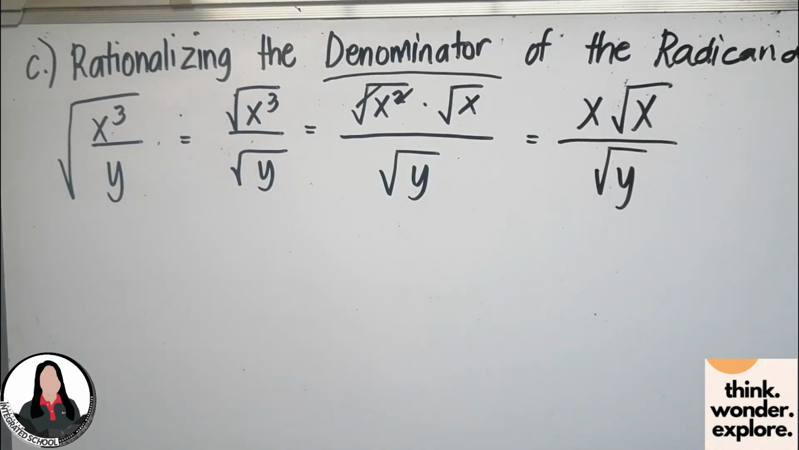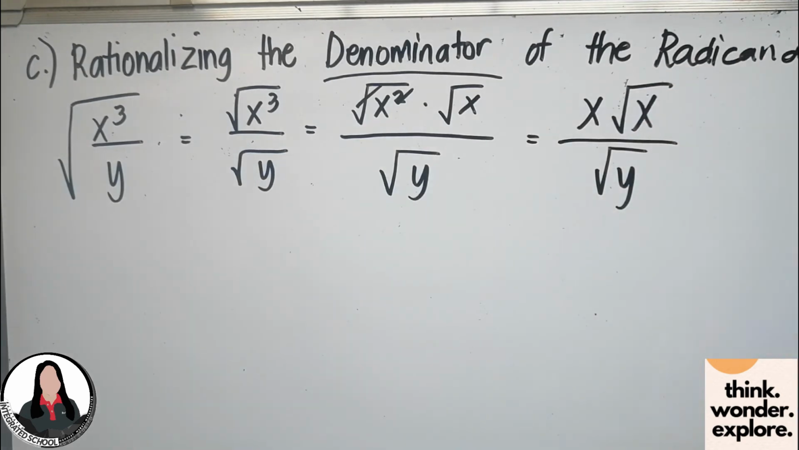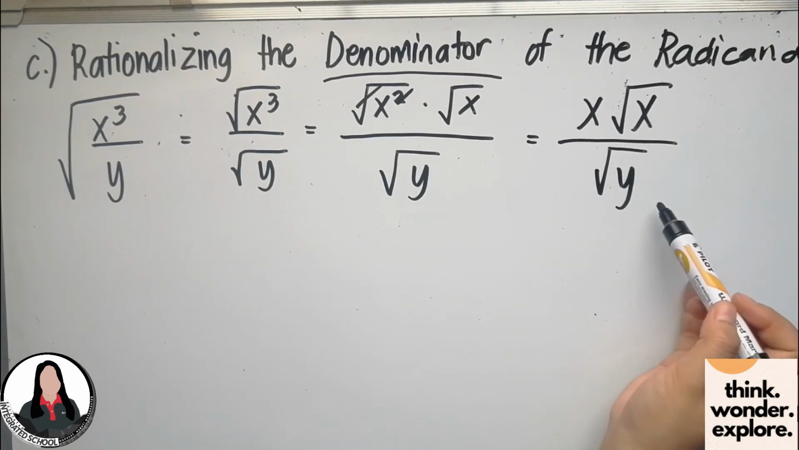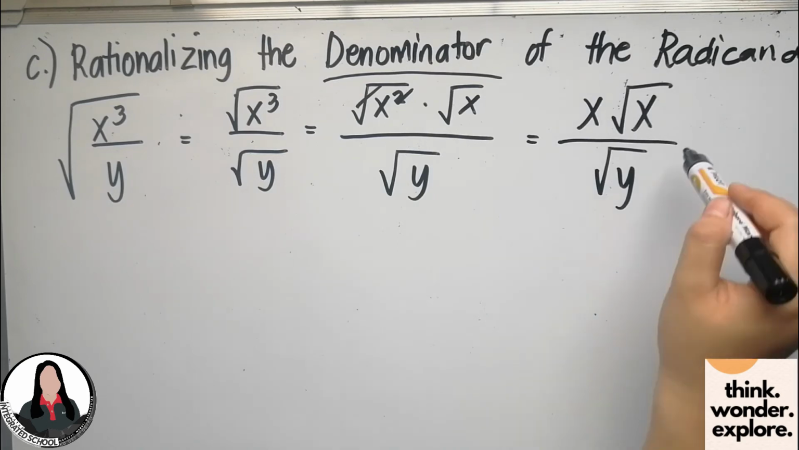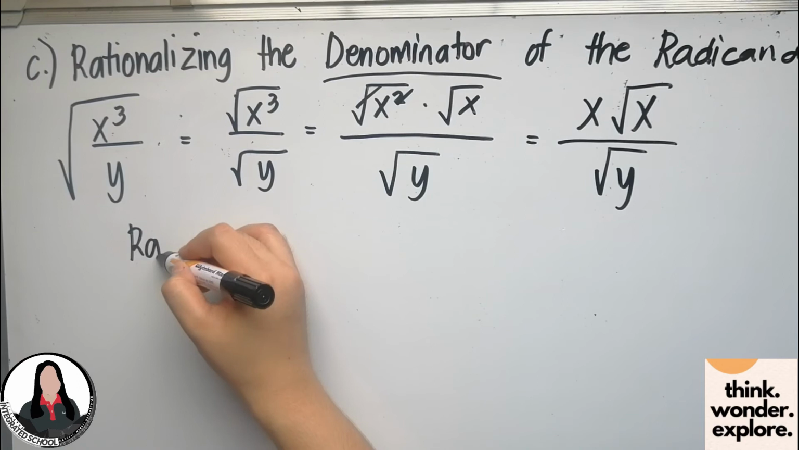However, we cannot say that this is a simplified form. Bakit? Always remember that when we are dealing with fractions, with radical expressions, we cannot consider it as a simplified form if the denominator contains a radical expression, or merong radical sign sa denominator. So, ibig sabihin, kailangan pa siyang masimplify. And that's the time that we use rationalization.